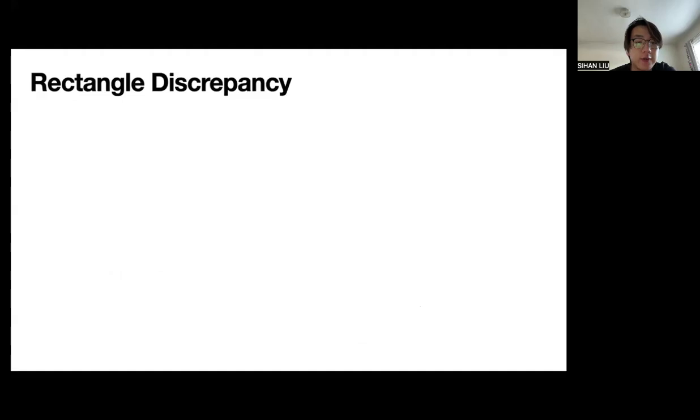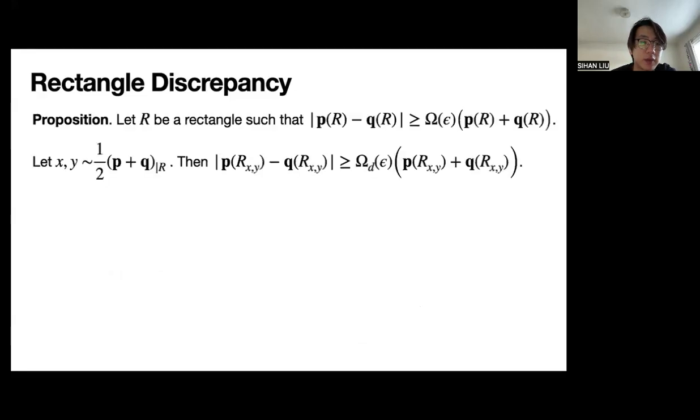Now, we know that the rectangle defined by two random points is capable of collecting enough mass. We can then strengthen it into a proposition concerning the discrepancy collected by rectangles. Let R be a rectangle that collects an absolute fraction of discrepancy between the two distributions. After normalizing by the mass of the rectangle, we'll show that two random points sampled from the mixture distribution conditioned on this rectangle define a subrectangle that collects a non-trivial fraction of the discrepancy.